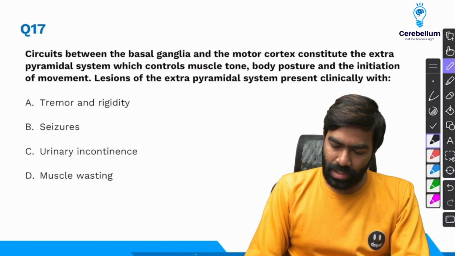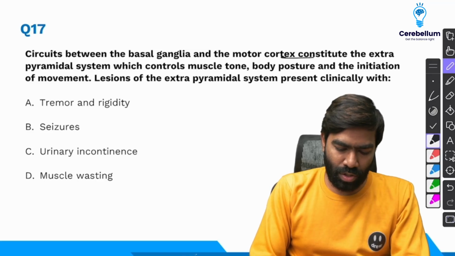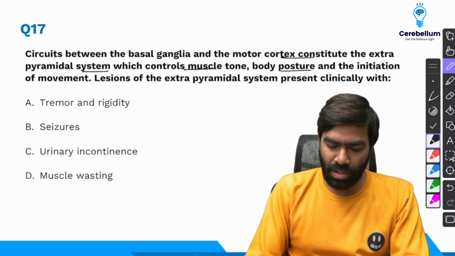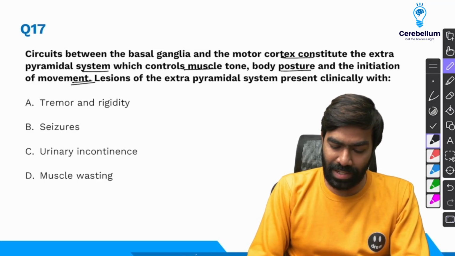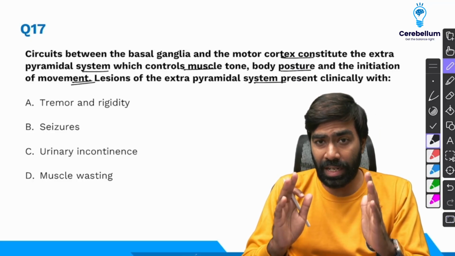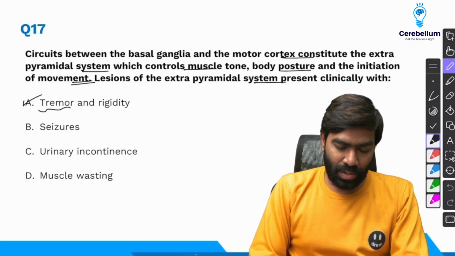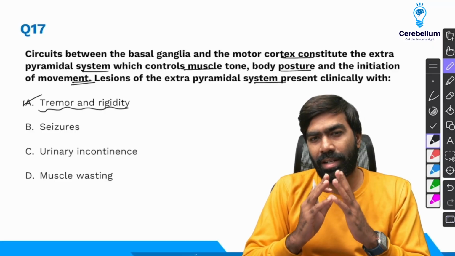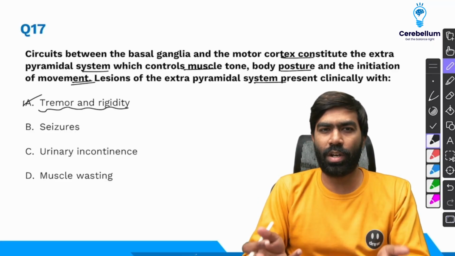Moving to 17th question, circuits between basal ganglia and motor cortex constitute the extrapyramidal system, which controls the muscle tone, body posture, and initiation of movement. Lesions of the extrapyramidal system present clinically with. Of course, the right answer is going to be tremor and rigidity, which is a characteristic feature of an extrapyramidal problem like idiopathic Parkinson's disease.